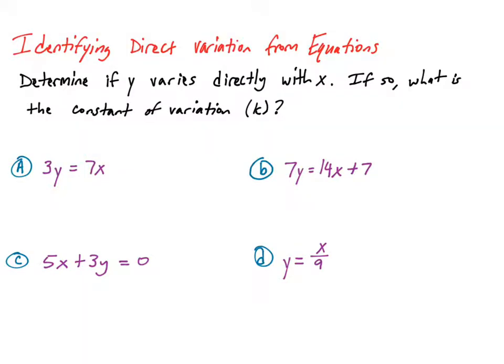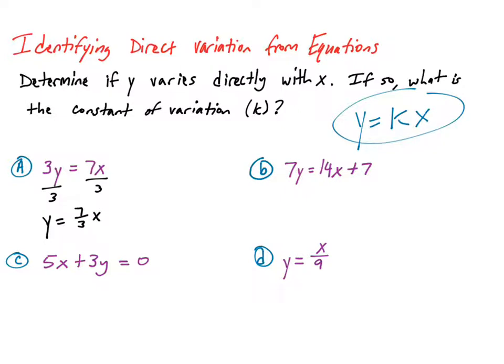Here we want to identify direct variation from equations, and we're determining if y varies directly with x, and if so, what is the constant of variation. To determine if we have a direct variation from an equation, we're essentially looking for our direct variation equation to be in this form, y equals kx. And if it's not, then we need to rewrite it so it is. So if we look at example A here, to get the y by itself, I divide by 3. I'm going to get y equals 7/3 x. Well, that fits the format, so this is direct. And our k value in this case is 7/3.